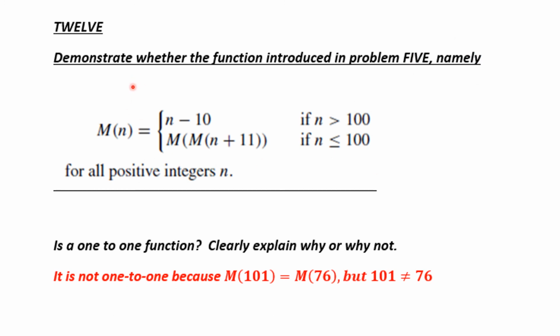Number 12, the last problem. Demonstrate whether the function that was introduced in problem 5, the McCarthy 91 function, is 1-to-1. Well, it's not 1-to-1 because M of 101 is the same as M of 76. In fact, the answer is often 91. Both of these are 91, but 101 does not equal 76. So this is not 1-to-1, and that's a proof by counterexample.